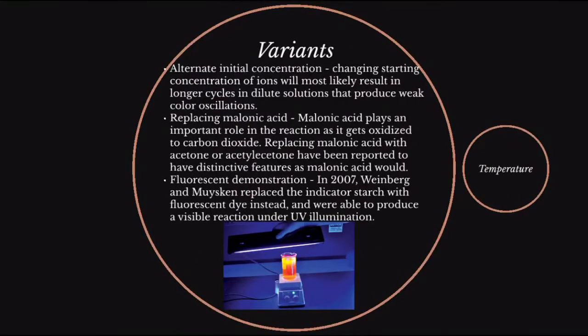Now let's talk about the modifications in terms of the reaction. Alternate initial concentration: changing the initial concentration of ions will most likely result in longer cycles in dilute solutions that produce weak color oscillations. Replacing malonic acid: malonic acid plays an important role in the reaction as it gets oxidized to carbon dioxide.